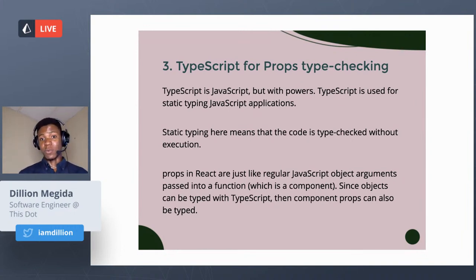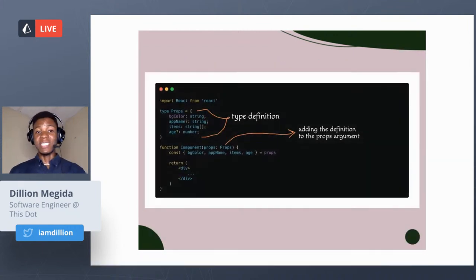Now props in React are just like regular JavaScript objects, as we saw earlier. And since objects can be typed with TypeScript, component props can also be typed. This is a basic way of typing props in a React application. This is the same component here, and instead of using prop types, we have this type alias up here, where we have the bgColor to be a string. We have the appName to be a string, and this question mark signifies that it's optional. Then we have items to be an array of string values. So if for any reason you put a number value in the array, you'd get a warning or an error. And then you have the age property, which is optional, and this should be a number.